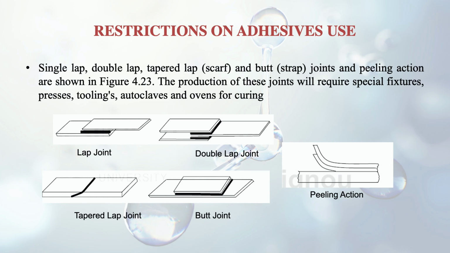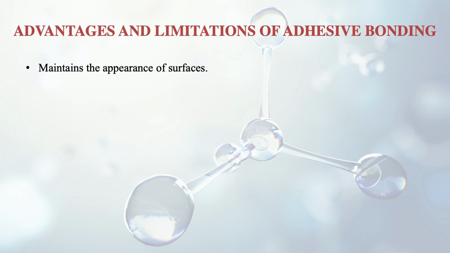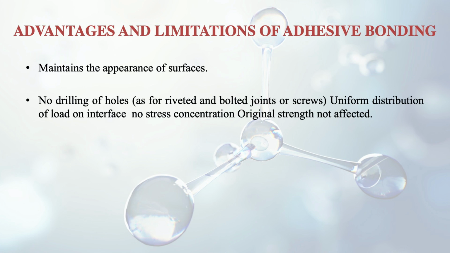Certain advantages and limitations of adhesive bonding. Advantages are like these: it maintains the appearance of the surfaces. In adhesives we don't need any kind of drilling and all, whereas in riveted and bolted joints we have the drilling and all. So in that way this won't weaken too much. And uniform distribution of load on the interface will be there, and that will further lead to no stress concentration, and further the original strength will not be affected because we won't have any stress concentration.